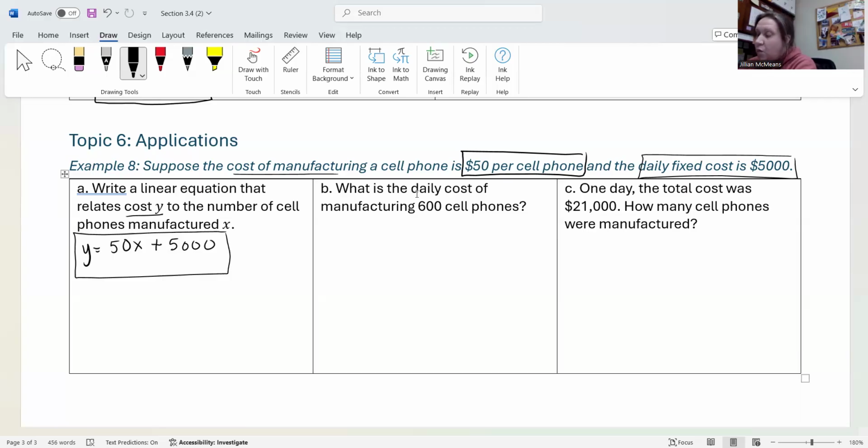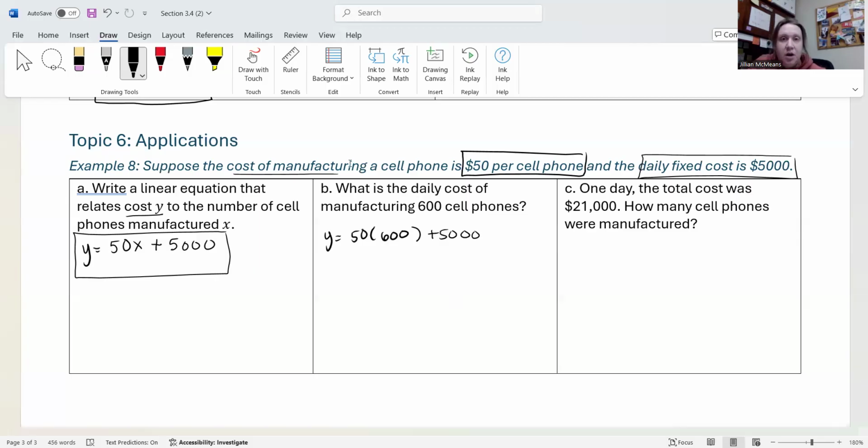Okay. So what is the daily cost of manufacturing 600 cell phones? Well, we can easily take part A and we just replace x with 600. Okay, we know y is the daily cost. x is the number of phones manufactured. So we would say, okay, y equals 50 times 600. That's going to be the cost of just making the cell phones. But remember, there's also just fixed daily cost of 5,000. So let's see what we get.